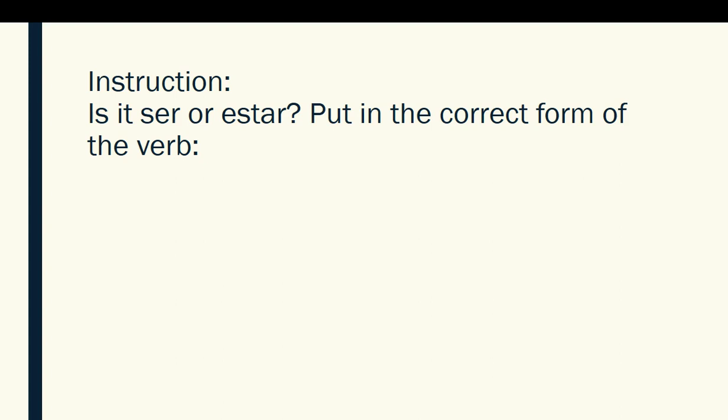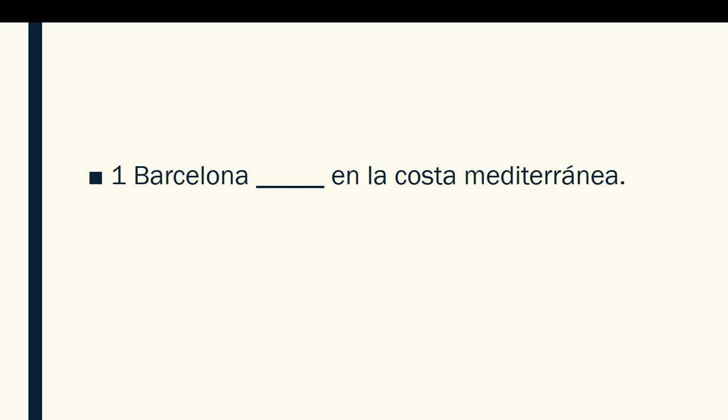You may look at your lecture so that you can have a clue of what to answer in this short activity. First item. Barcelona, blank, en la costa mediterránea. What do you think should be in the blank? If you know the answer, you may continue watching. If you're still thinking, you may pause the video. If you are ready, let's find the answer.